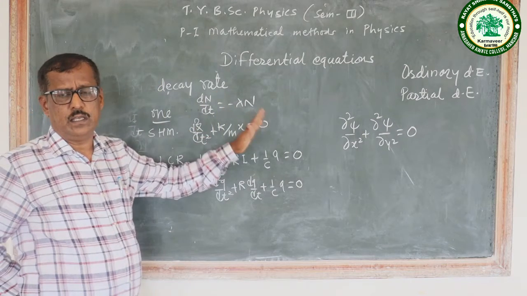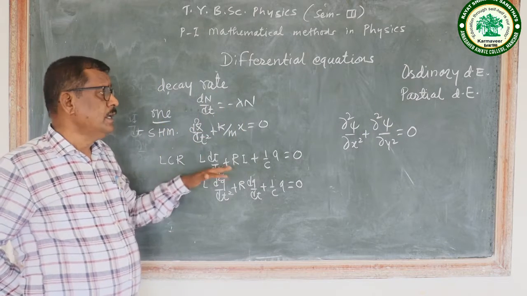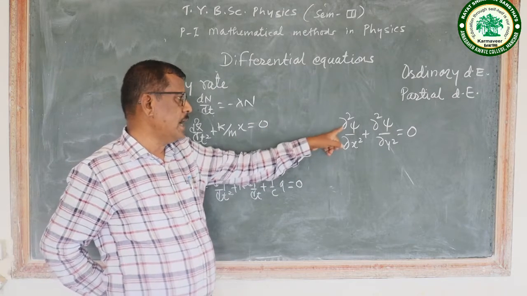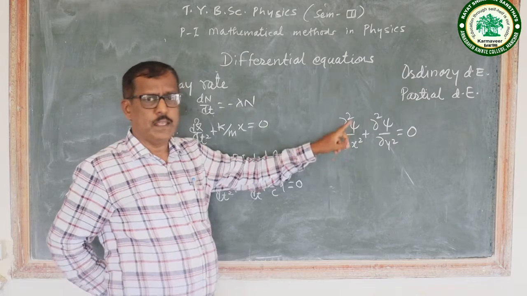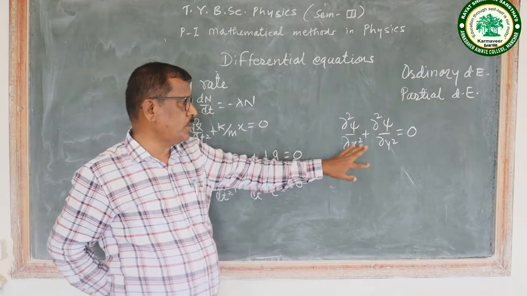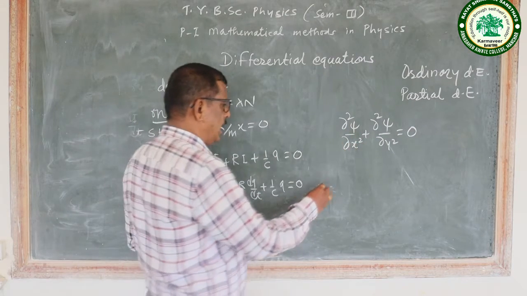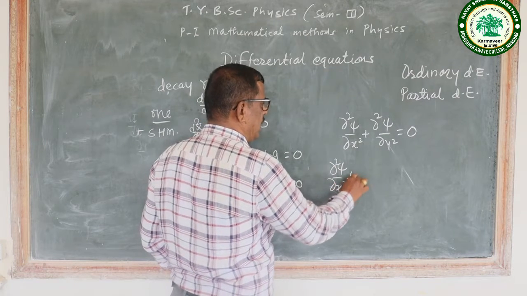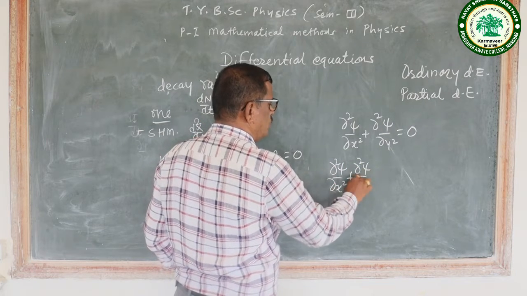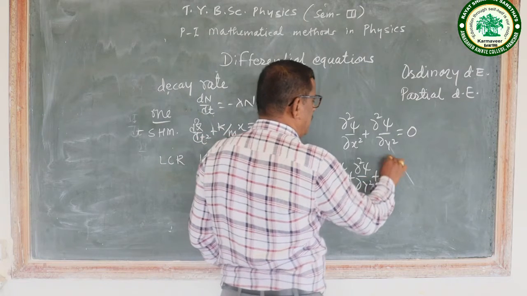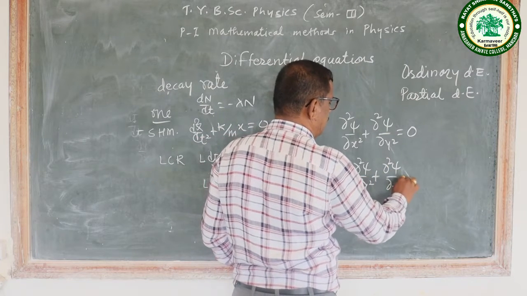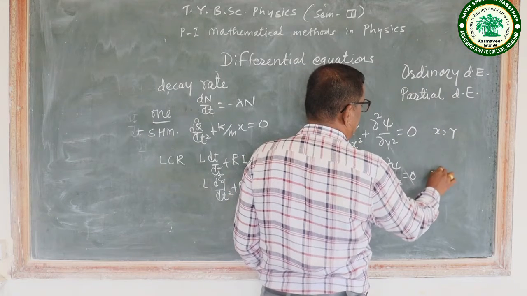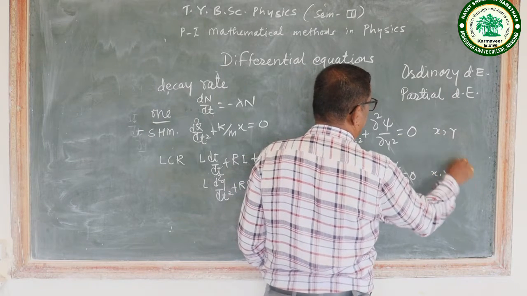Okay, see the second, this is the Laplace equation, that is delta 2 psi by delta x square plus delta 2 psi by delta y square equal to 0. Or let us write it in 3 dimensions: delta 2 psi by delta x square plus delta 2 psi by delta y square plus delta 2 psi by delta z square equal to 0. Here x and y, and here x, y and z.